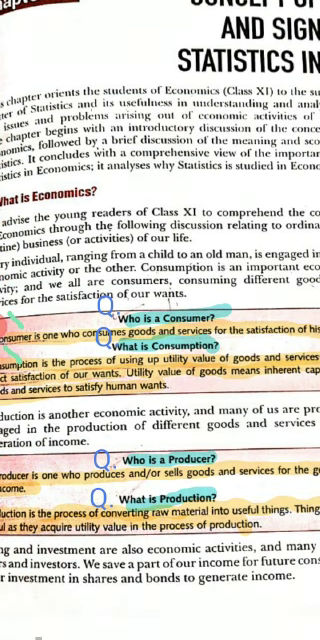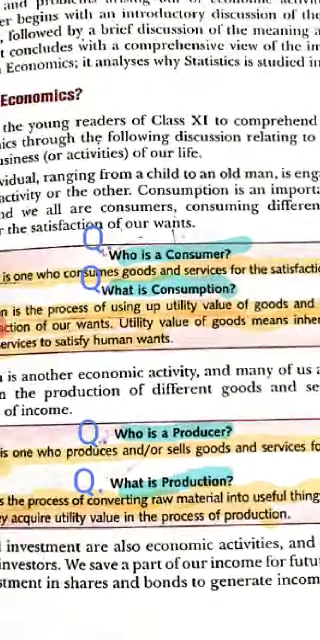Next main economic activity is production. It includes producer and production. Who is a producer? A producer is a person who produces and sells the goods and services in the market so that can generate income. Any factory owner who is producing the goods and sells that goods, that person is known as a producer.